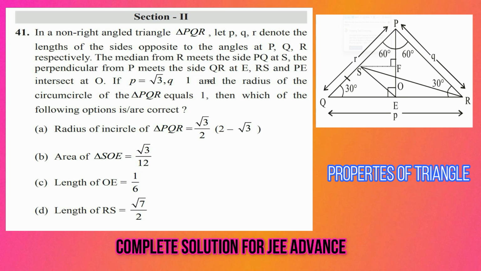Next we have to draw the median. As per the given information, the median from R meets side PQ at S, and the perpendicular from P meets QR at E. RS and PE intersect at O, and O is the centroid. Now let's put in the values: p is √3, q is 1, and small r we have to find. With all this given in our figure, we have to figure out which option is correct using the given data.